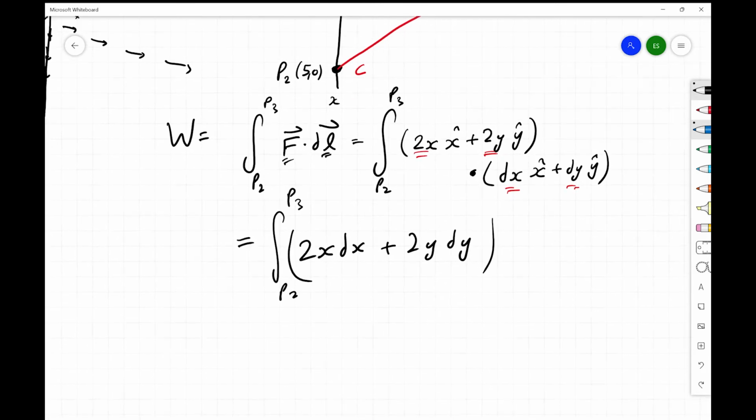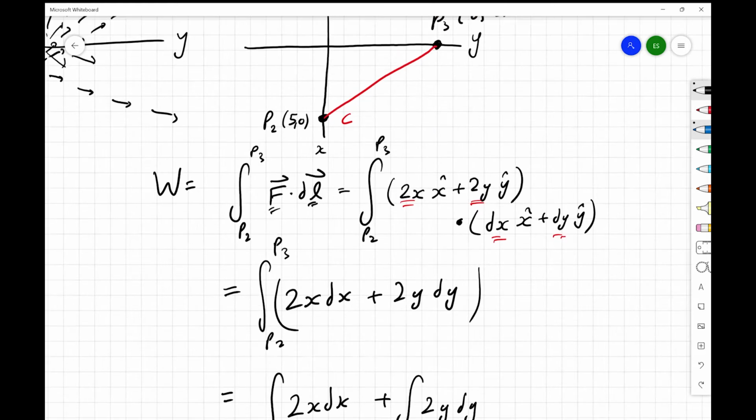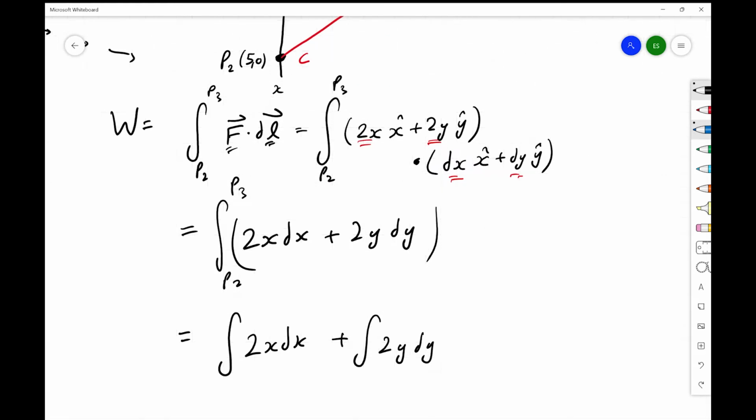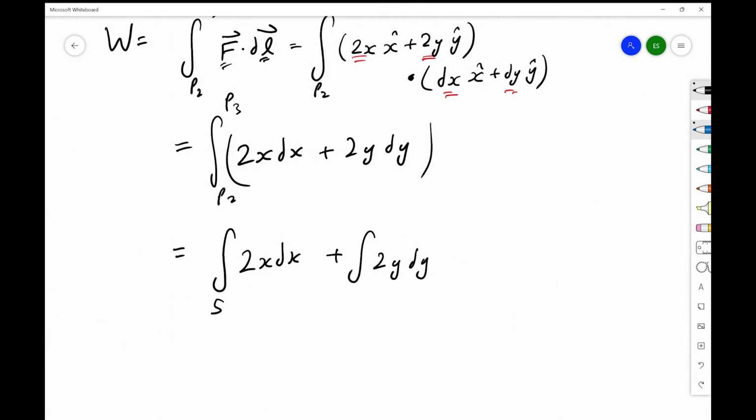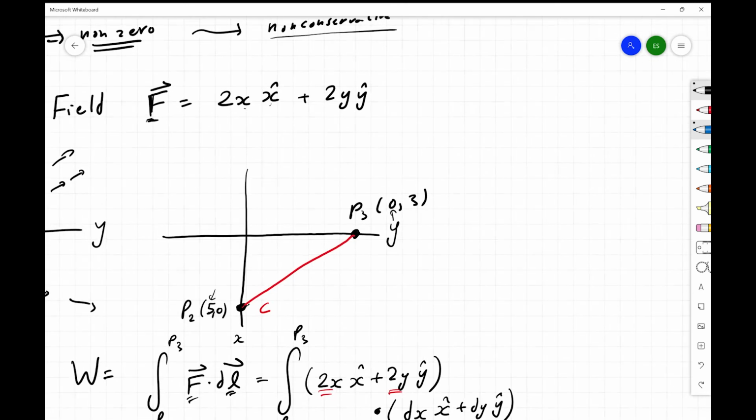And then we can separate the integral: the integral of 2x dx, right? The integration always can be distributed over a sum, plus the integral of 2y dy. Now here the key thing is we want to determine the limits, right? As we're moving across the path from start to end, how is x varying? We start at 5, right? And we end at 0. So x goes from 5 to 0. How is y varying? Y is varying from 0 to 3.